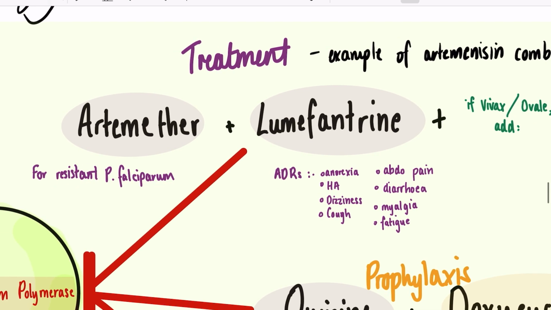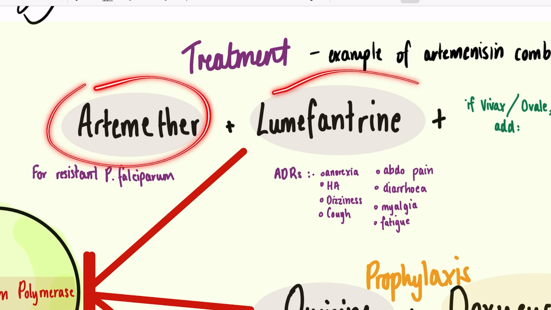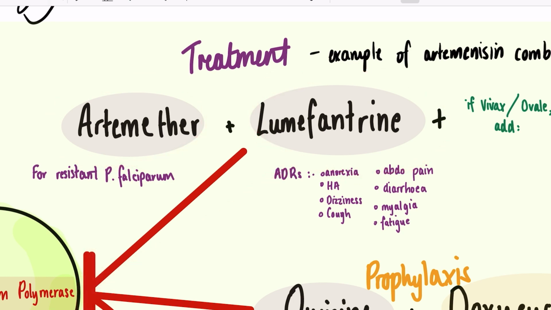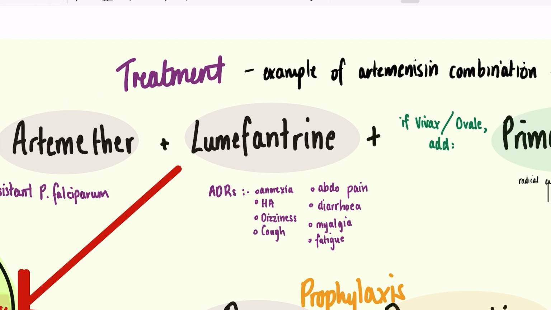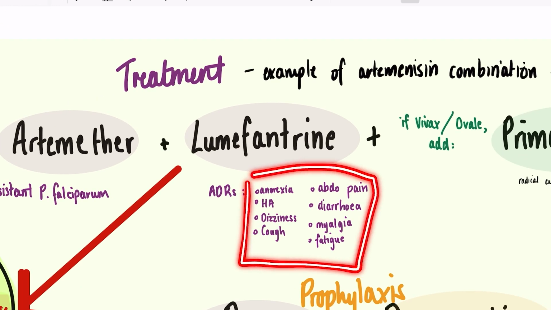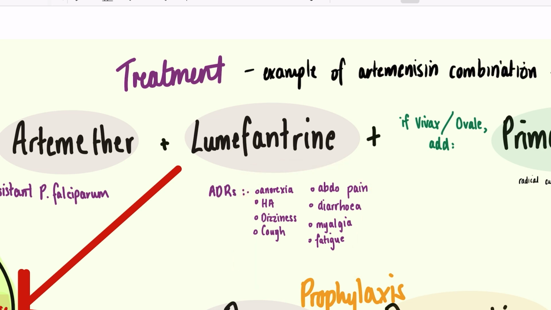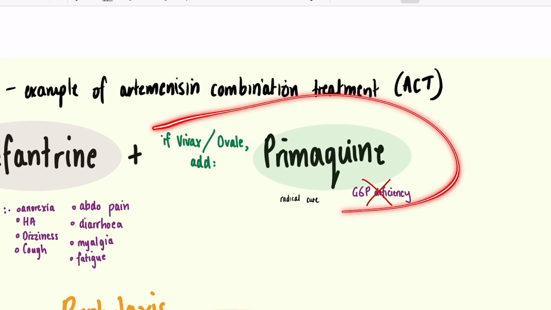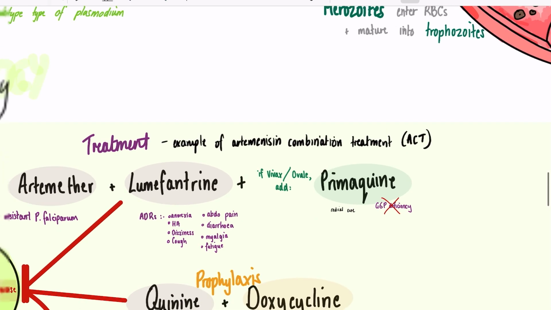And lumefantrine, although it's got the same mechanism of action as artemether, it's been shown that when you use both of these together, it's much more effective at curing people with Plasmodium infections. I've listed some of the adverse drug reactions here, which you can have a look at. However, I wanted to draw your attention to this bad boy right here.